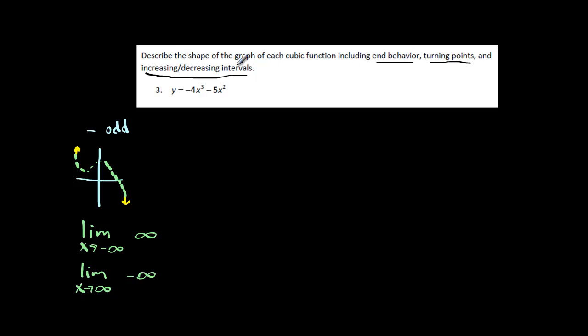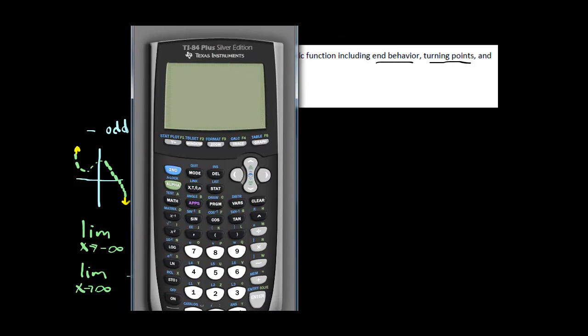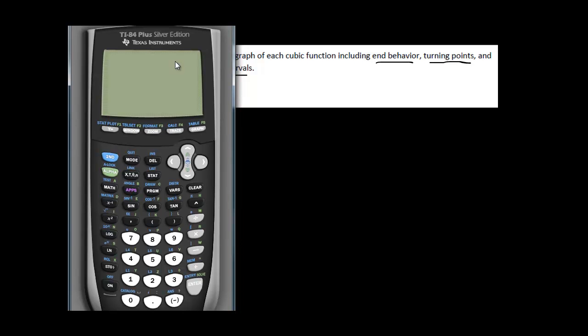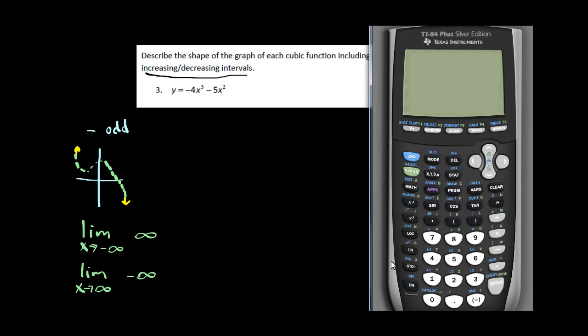For the turning points and the increasing and decreasing intervals, I need to find out where the turning points are. So I'm going to get my graphing calculator out first. Let me move it over here. So let's clear out anything that we already have. So negative 4x cubed minus 5x squared. I'm going to graph that. And we see that our turning points are going to be here and here. So I'm going to zoom in on that area, and to the right. So here's a turning point here and here.